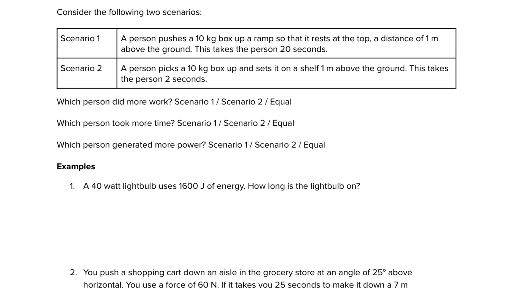Things to note here, I'm going to highlight them, are that both of the boxes are 10 kilograms. My highlighter is very large. So we've got identical 10-kilogram boxes, and they're both moving up 1 meter above the ground. In scenario one, they're using a ramp. In scenario two, they're just picking it straight up. Now the question is, which person did more work? I want you guys to pause the video and discuss it to see which one you think. You can pause the video now.